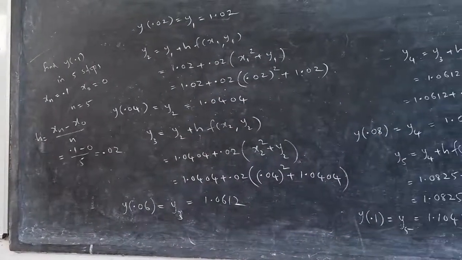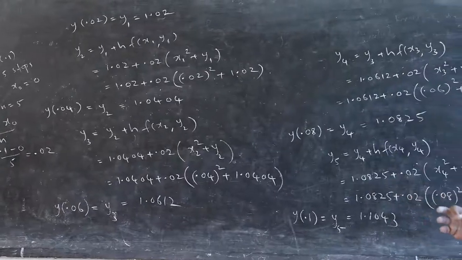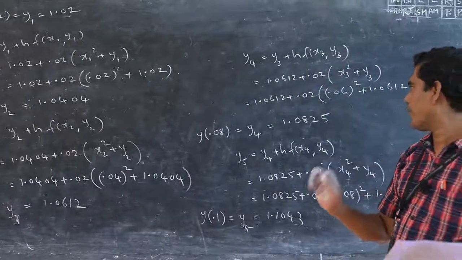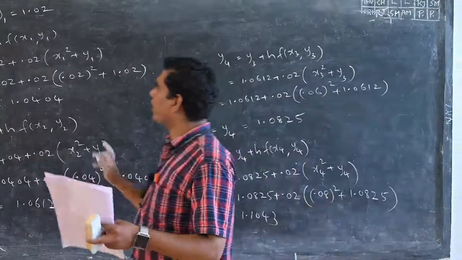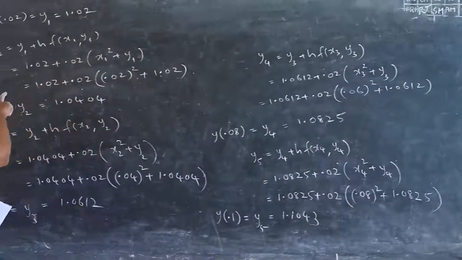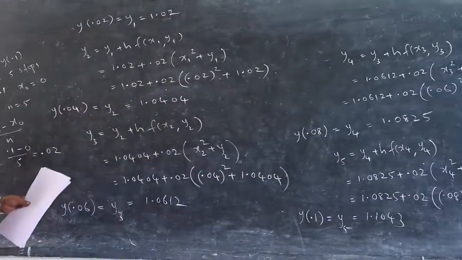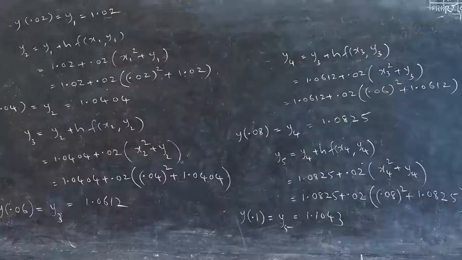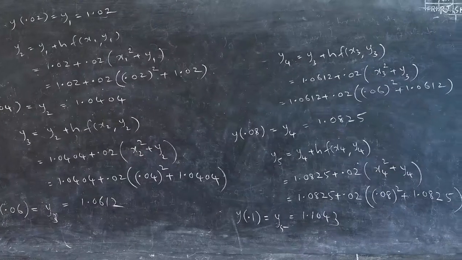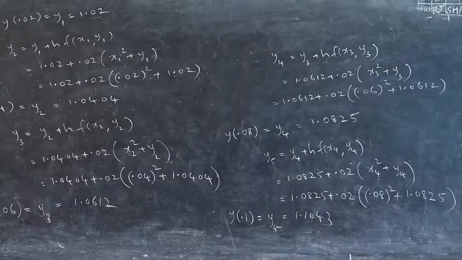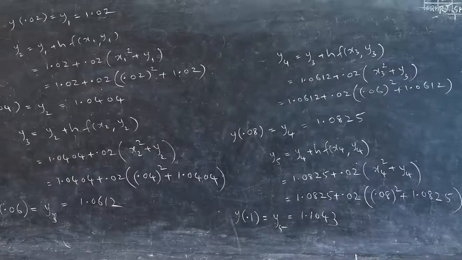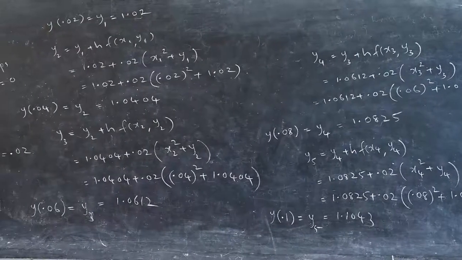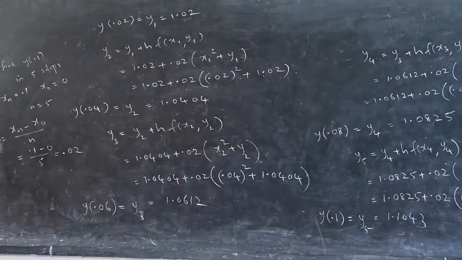The formula is yn plus 1 is equal to yn plus h into f of xn yn. That is the formula. y2 is y1 plus h into f of x1 y1. y3 is y2 plus h into f of x2 y2. y4 is y3 plus h into f of x3 y3. Continue like this. This is the example.